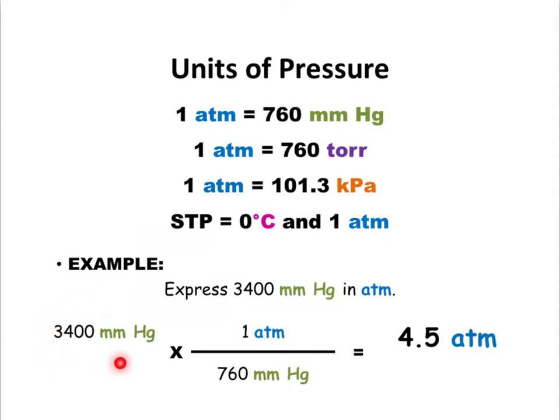You start with what you're given, 3,400 millimeters of mercury on the top. So you need millimeters of mercury on the bottom in order for it to cancel. Well, we know that there's 760 millimeters of mercury for every 1 atmosphere. Your units will cancel, and you'll be left with atmospheres. Don't forget, correct sig figs, and you just did a conversion problem involving gas pressure.